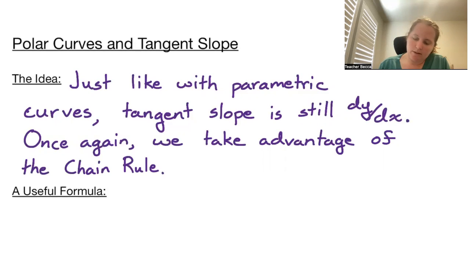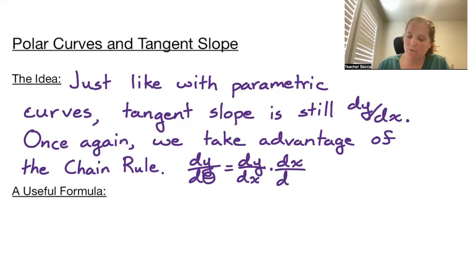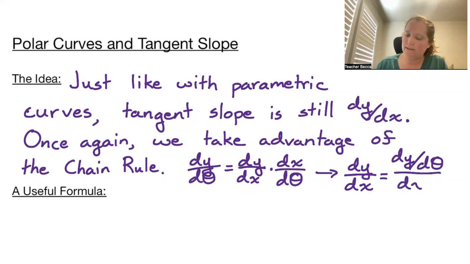So we know that dy d theta should be equal to dy dx times dx d theta by the chain rule. And that therefore gives us that dy dx is dy d theta over dx d theta. So the question becomes, how on earth do we find dy d theta and dx d theta when our equation is in r and theta?